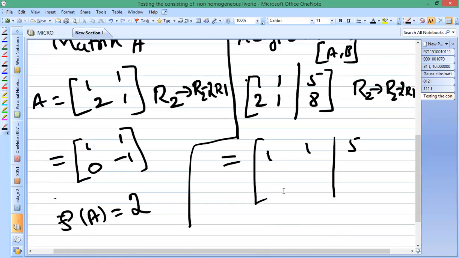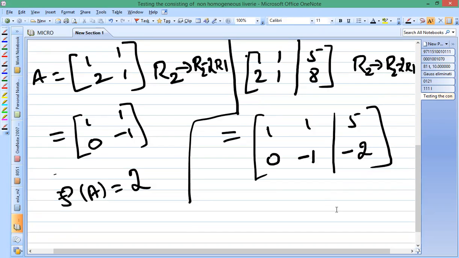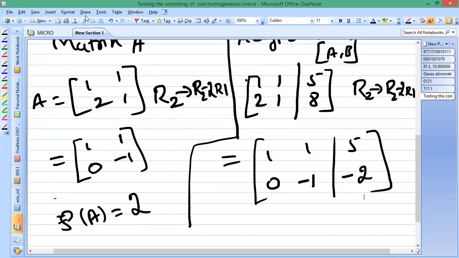What about the second row? 0, minus 1, this will be the same. 8 minus 10 is minus 2. Can you reduce it further? If you do R1 plus R2, what do you get? Here the first element becomes 1. Even though you get the second element as 0, the first element will become 1. So that we don't want.